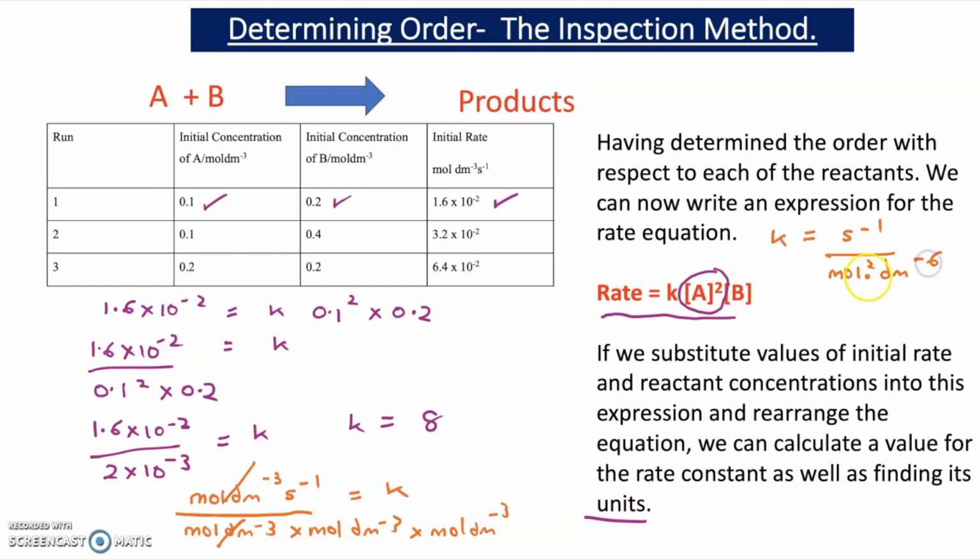And then I cancel out, where I can, the concentration terms. So if I do this, I'll be left with seconds to the minus 1 over moles per decimeter cubed times moles per decimeter cubed, which will be moles squared dm to the minus 6. And if we write this all on the same line, we will end up with moles to the minus 2 dm to the 6 seconds to the minus 1.